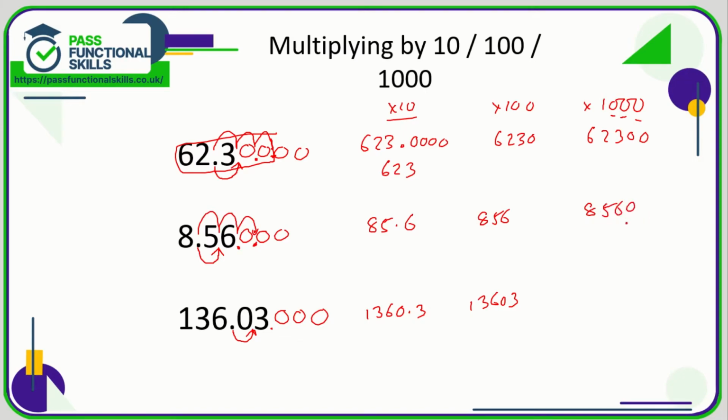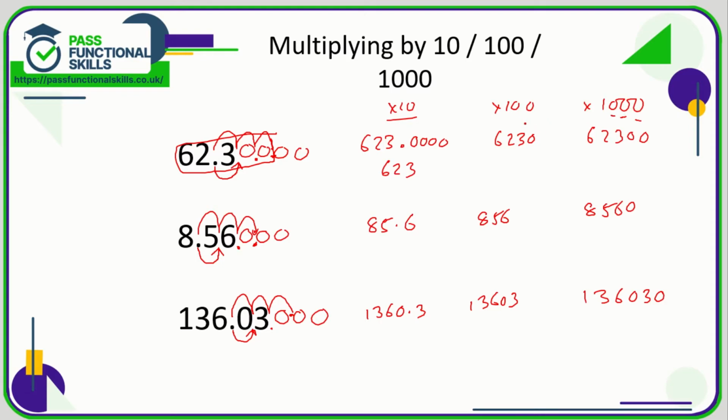8.56 times 1000, 1, 2, 3 positions we're going to move it, so it's going to be 8560.00, so 8560. And again 136.03, 1, 2, 3 positions to the right, so it's going to be 13603.00, which we can just leave as 136030.